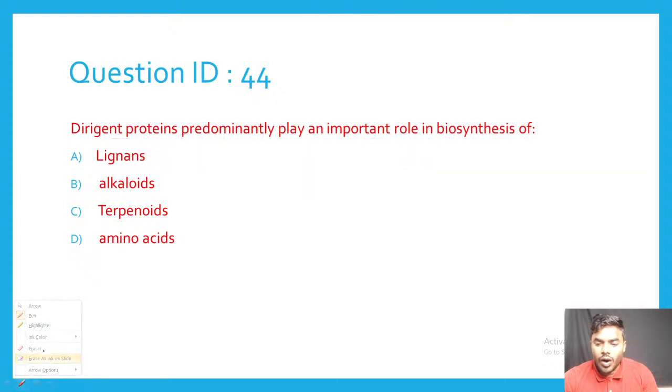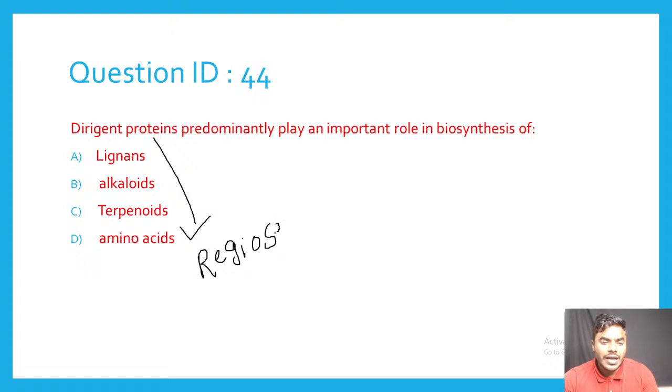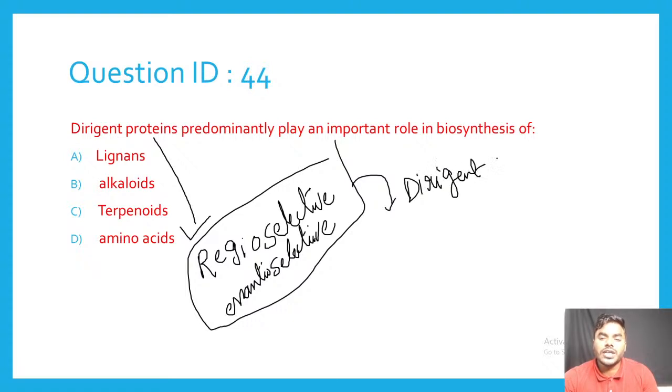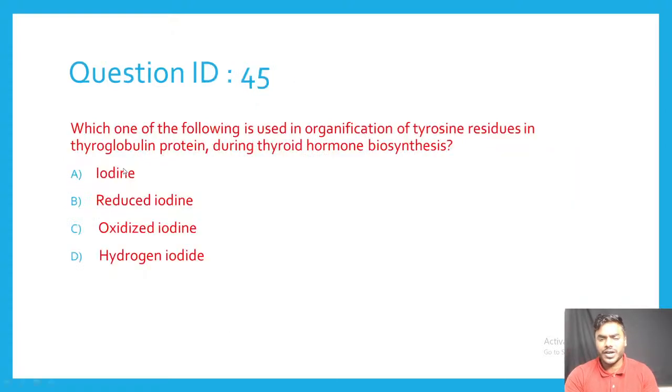Now, friends, what are the examples of the dirigent proteins? I want you people to remember these as well. Regioselective dirigent proteins and, friends, enantioselective dirigent proteins. These two are the examples of the dirigent proteins which will be involved in the biosynthesis of these lignins. Don't worry, don't worry, don't worry. Direct question.